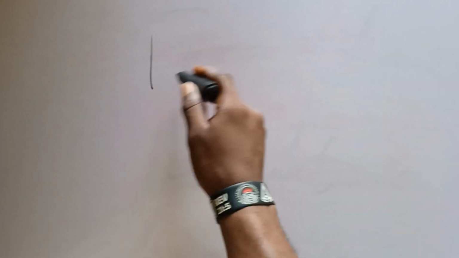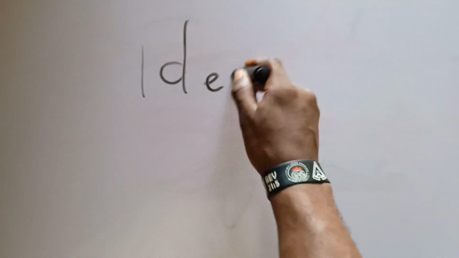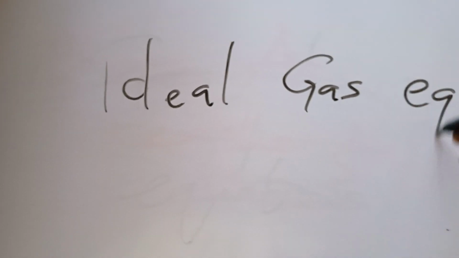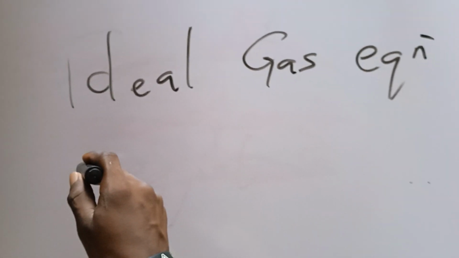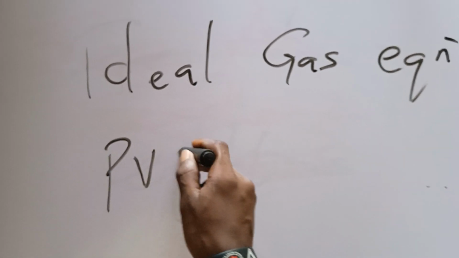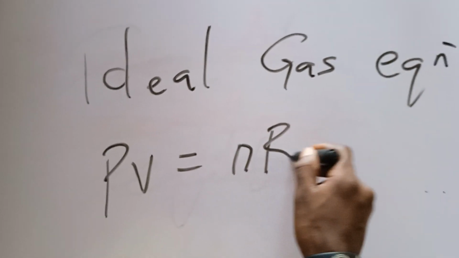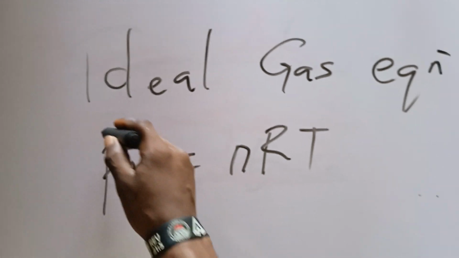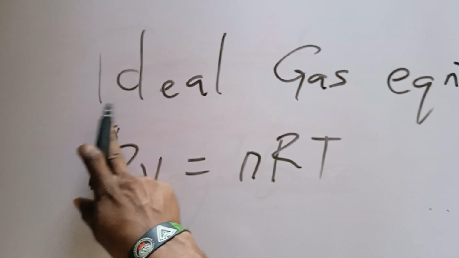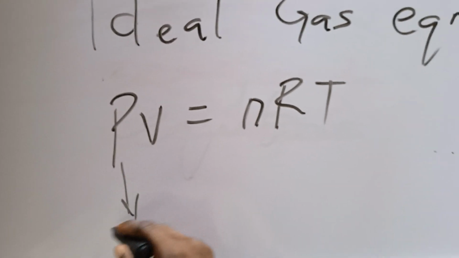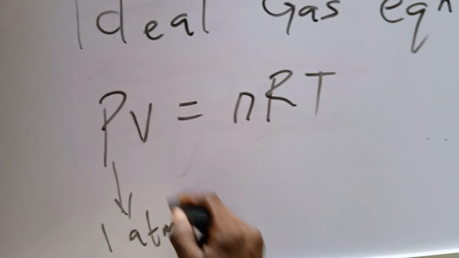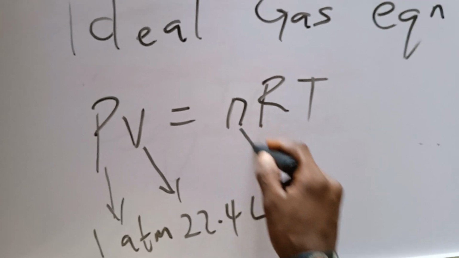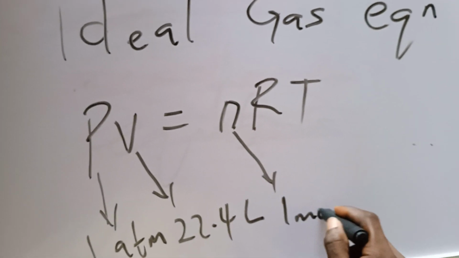Alright, we have what we call the ideal gas equation, and this is equal to PV = nRT. This is pressure. Now at STP, pressure is 1 atm, volume is 22.4 liters, n is 1 mole.